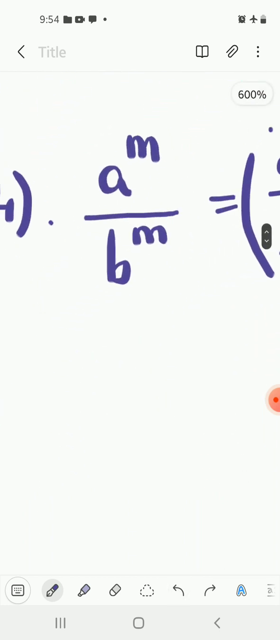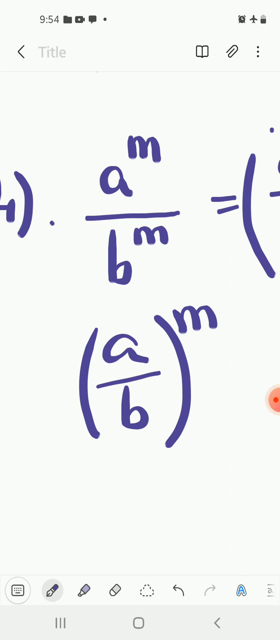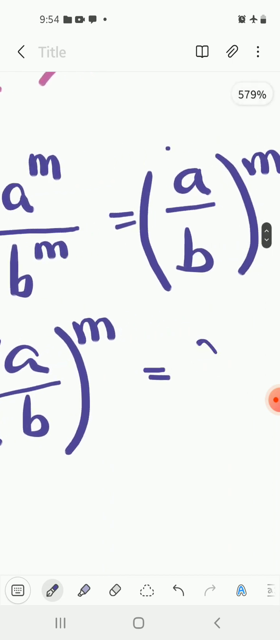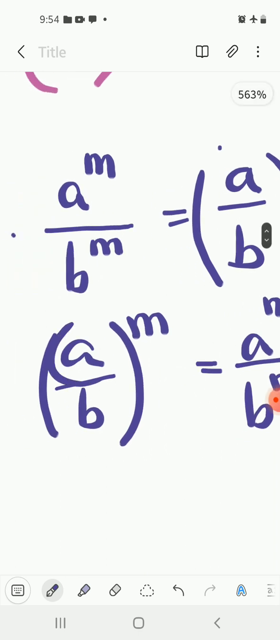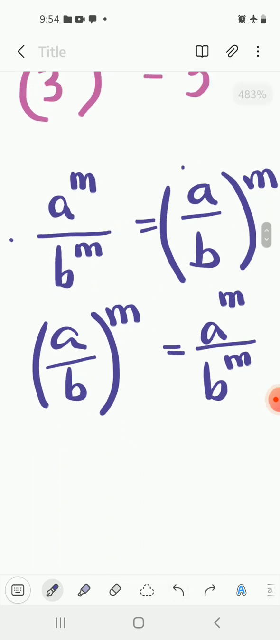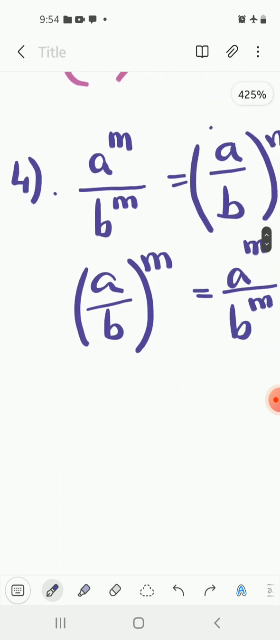Whichever way it is. Also this law can be written as, if you are given a question like a by b to the power m, it means a to the power m individually and b to the power m. Over here you can see the base is different, a and b, but the power is the same, that is m. So this brings us to law number 4.